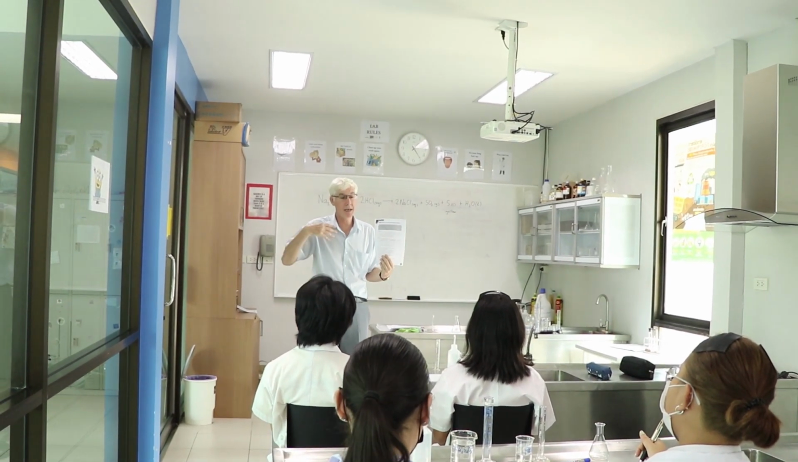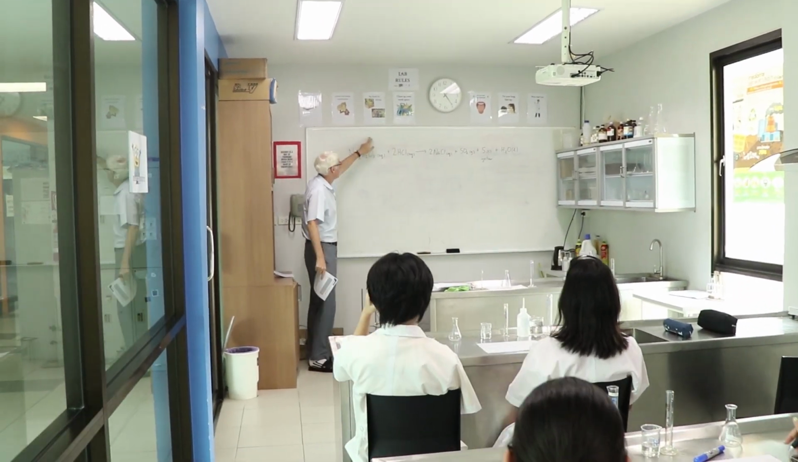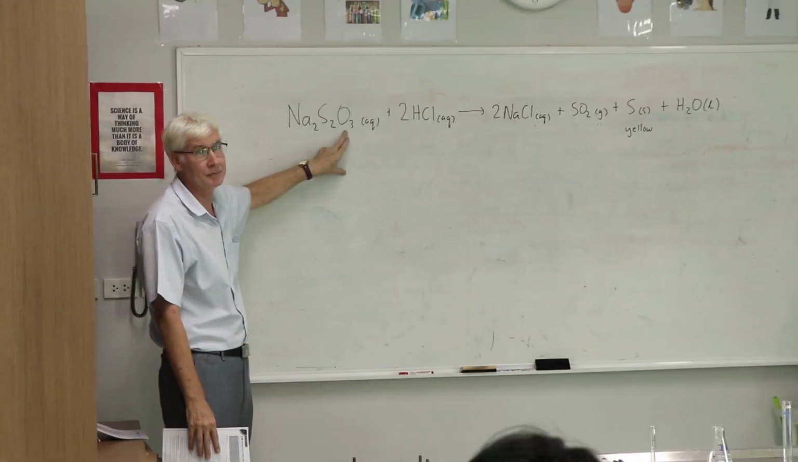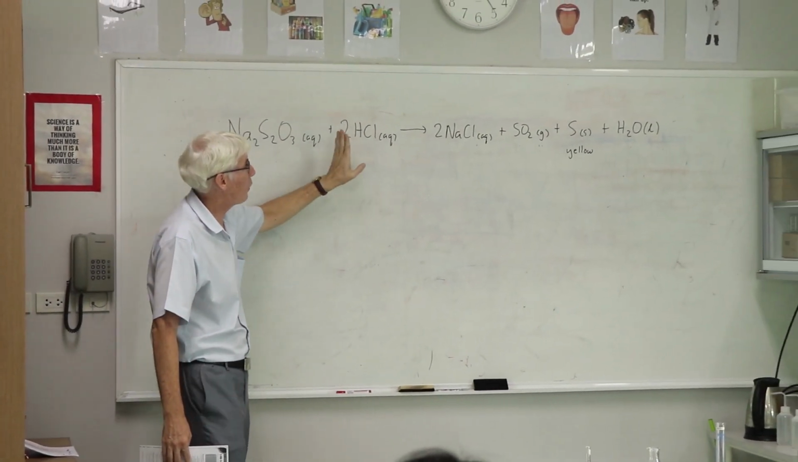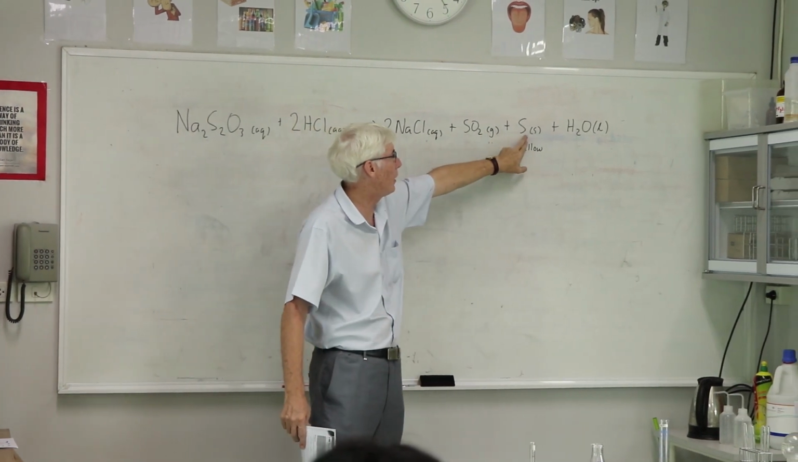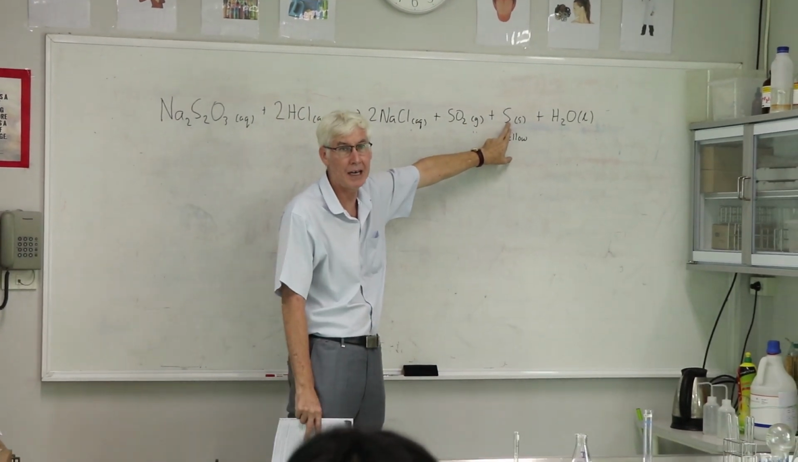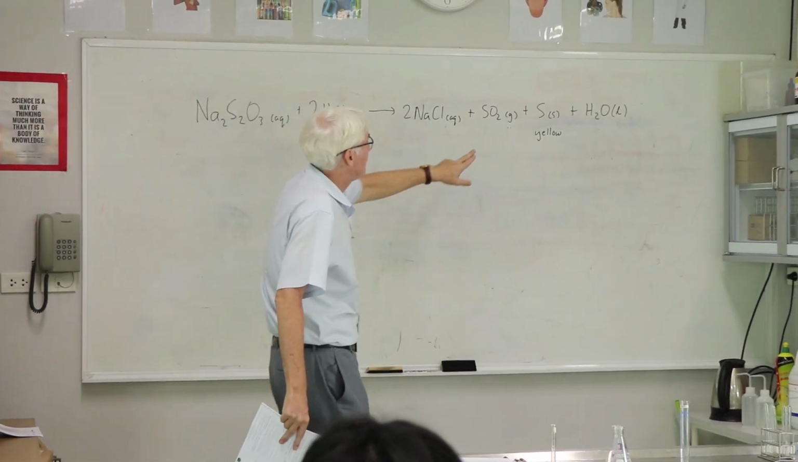So we're going to do a chemical reaction where we're going to take what's called sodium thiosulfate and react it with acid. Now, there's quite a number of products, but we're going to actually monitor how quickly sulfur is produced. And sulfur is a solid.